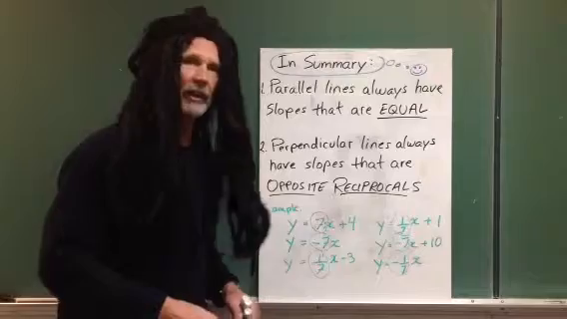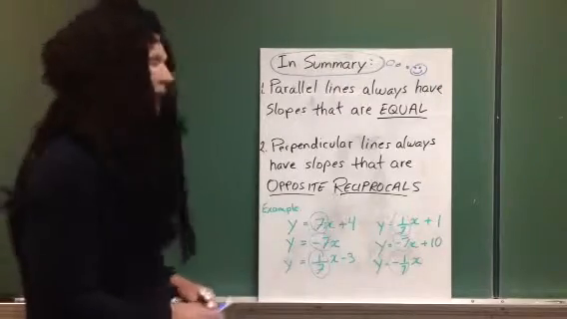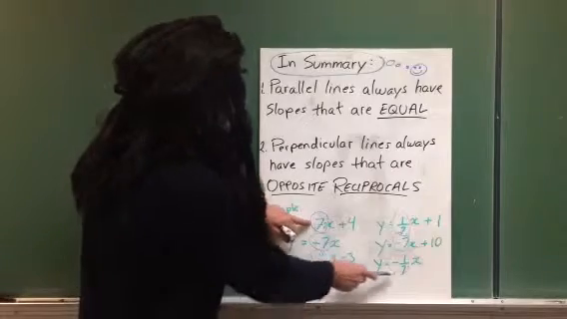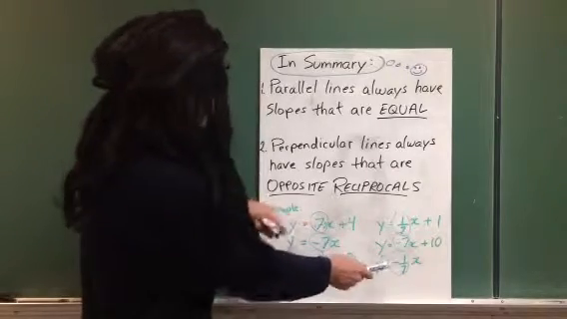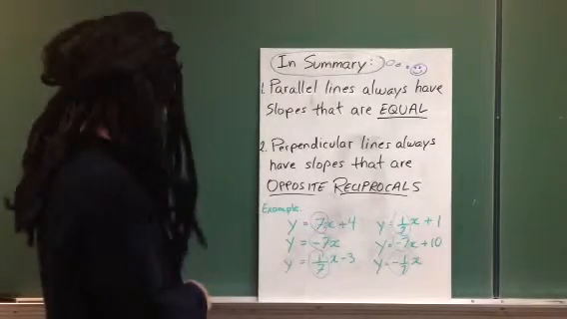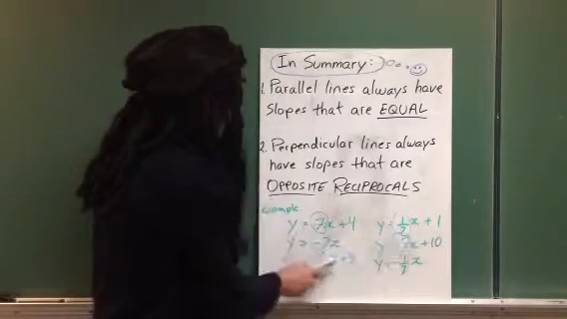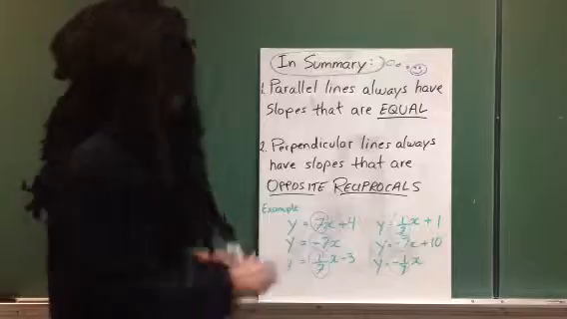Do you see any that are perpendicular? Now we're looking for opposite reciprocals. This one is 7, this is -1/7. These two are perpendicular. Are there any others? Yes, +1/7 and -7. These two are perpendicular.